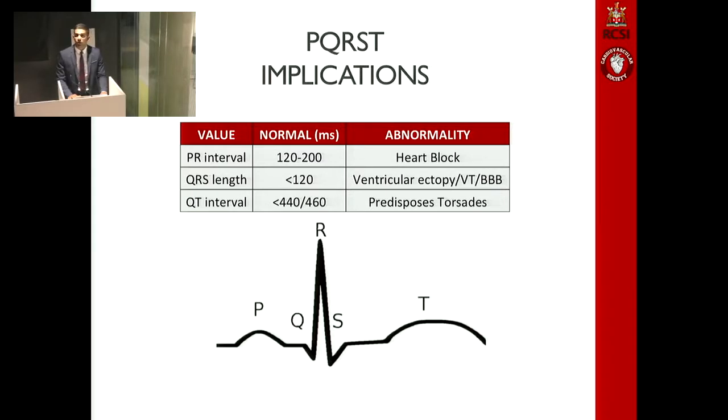Now, we've looked at the PQRST and certain parameters and their normal ranges. It's time to understand the implications of deranged values for these measurements. A prolonged PR interval can indicate a heart block, while a long QRS can indicate ventricular ectopy, ventricular tachycardia if the rate is more than 100 beats per minute, or a bundle branch block. A prolonged QT interval can predispose an individual to the ventricular tachycardia known as torsade de pointes, which you will see shortly.